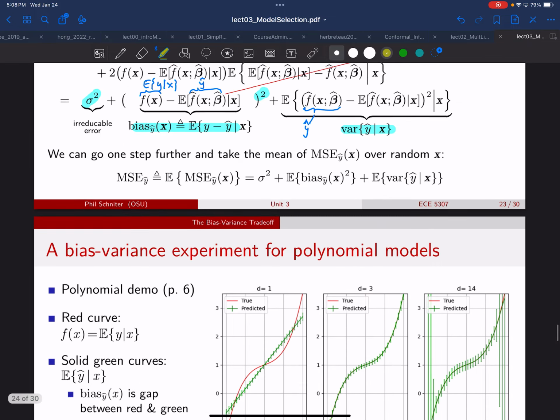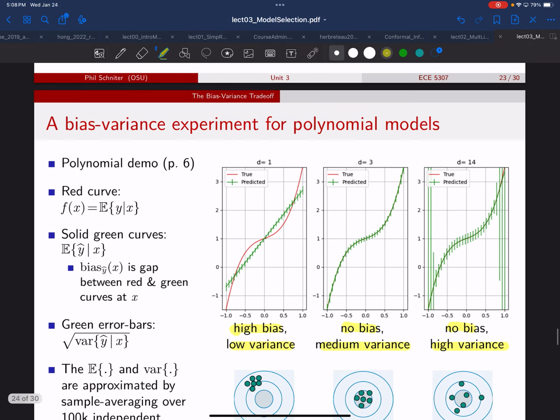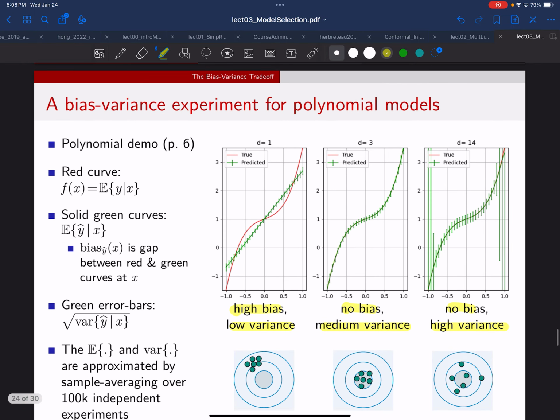So we're out of time today, but what we're going to do next is we're going to come back to our polynomial demo. And this is a really cool set of plots that I think will hopefully make everything clear in the end. So we'll save this for Friday.